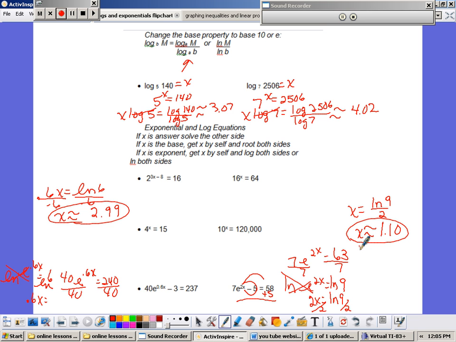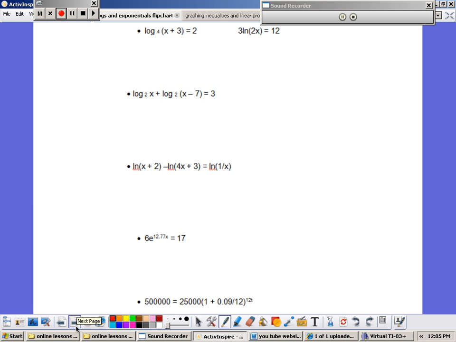So if I need to get rid of something and there's an x on the top, I bring the x out front and I log both sides. But if I have an e, I have to natural log both sides. Okay, let's put them in their order.